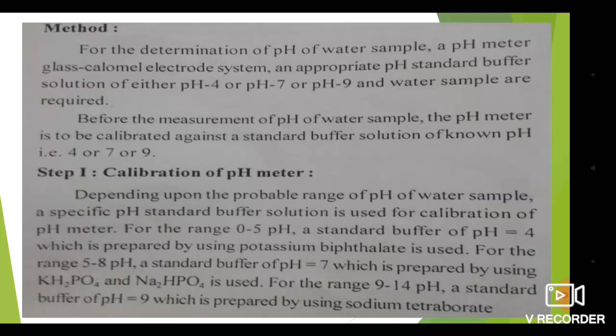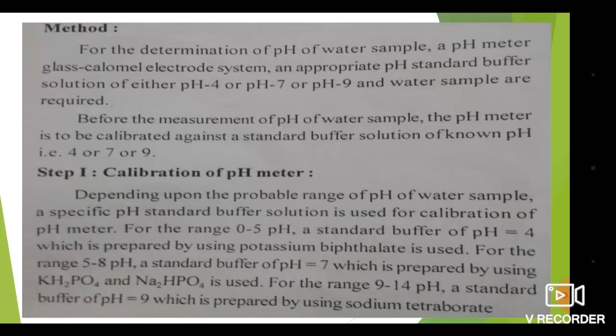for the standardization or calibration. Before the measurement of pH of the water sample, the pH meter is to be calibrated against a standard buffer solution of known pH 4, 9 or 7, by keeping the electrode in the buffer solution and adjusting the pH reading to 4, 7 or 9, so we can calibrate the pH meter before determining the pH of the water solution. Then step first is the calibration of the pH meter.